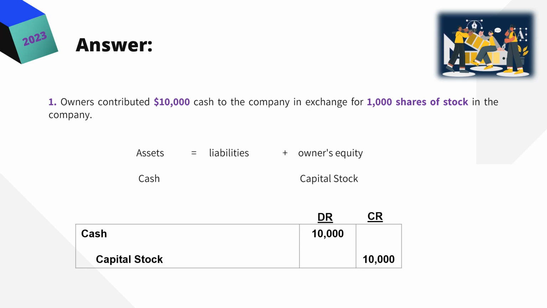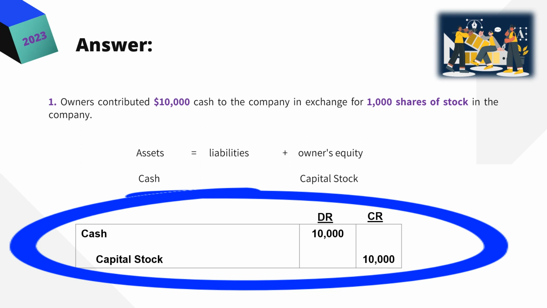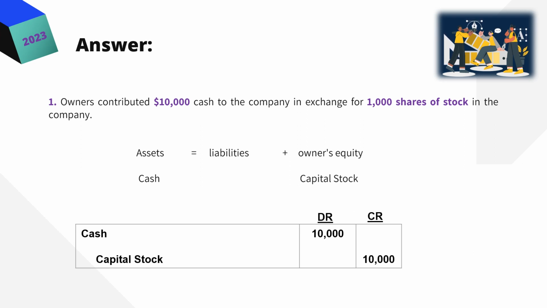This is a $10,000 increase in an account referred to as capital stock, and because owner's equity is increased on the right, we will credit capital stock. The journal entry is debit cash and credit capital stock. Now, I do want to take just a moment and expand on this entry, because many students sometimes get a little confused here.